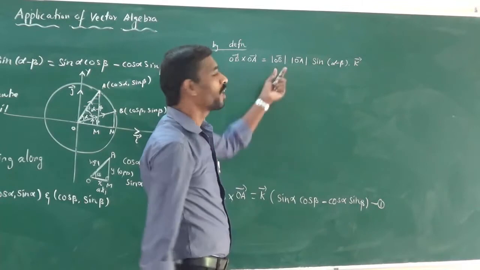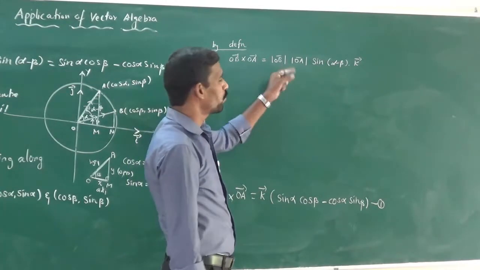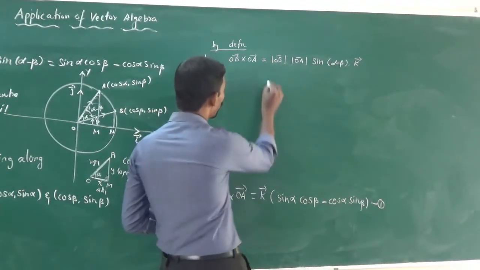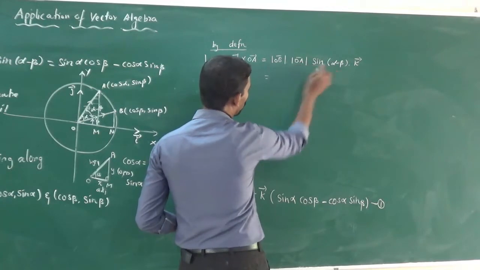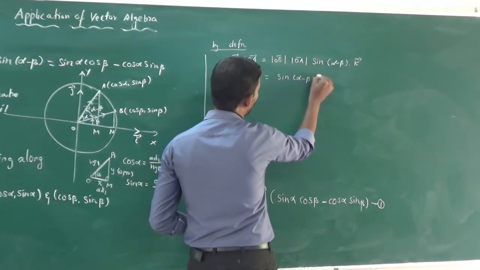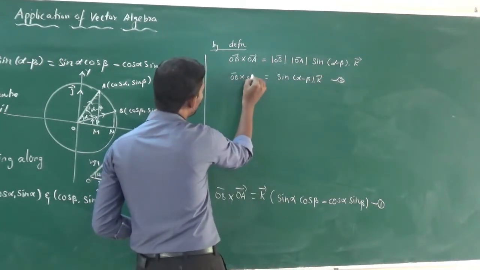OB vector and OA vector are unit vectors because they are the radius of the circle, right? So OB equals OA, which means 1. It will be 1, it will be 1. So remaining is sine of alpha minus beta into k vector. This is equation number 2. OB vector cross OA vector.